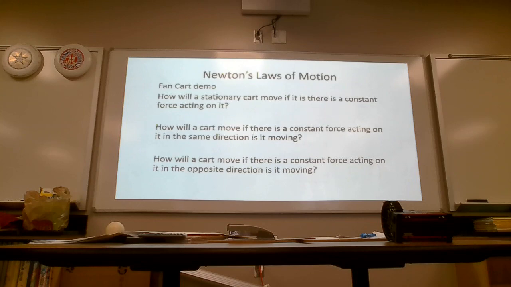Was it speeding up or slowing down? Speeding up. So if it is speeding up, then the direction of acceleration is going to be the same as the sign of velocity. You okay with that? If you're speeding up, the sign of acceleration is the same as the sign of velocity.